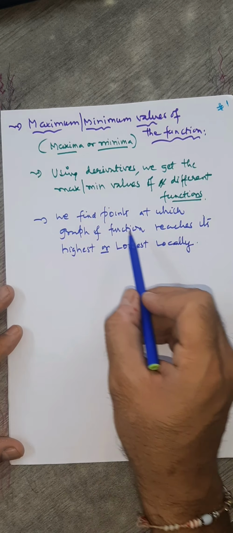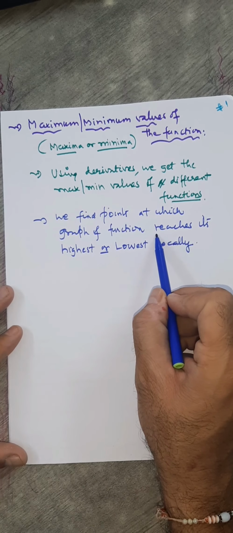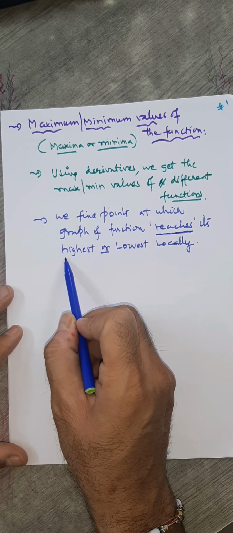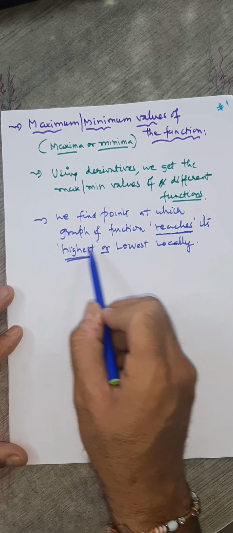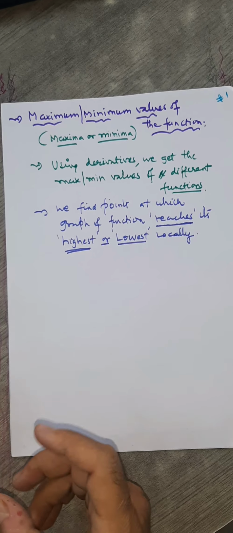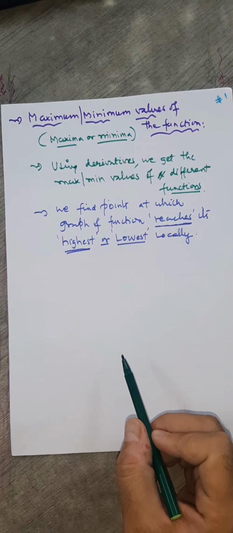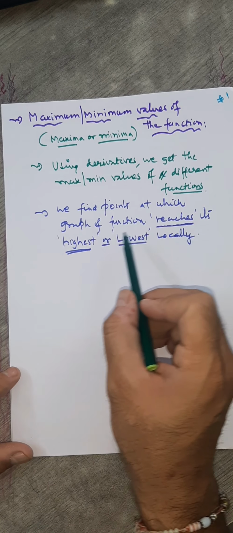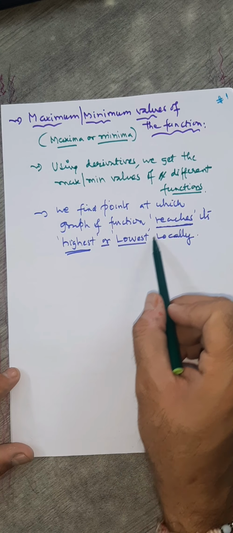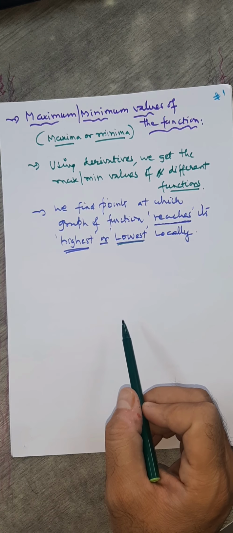We find points at which the graph of a function attains or reaches its highest or lowest locally. Okay, and these points are called here local maximum, where the function attains highest is called the local maximum value, and when the function attains minimum value, that is at lowest, that's known as the local minimum value.